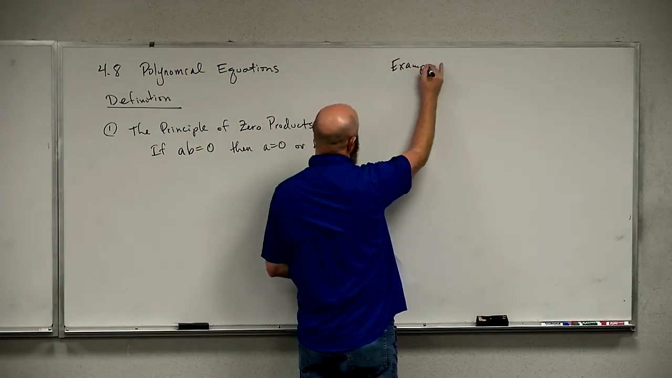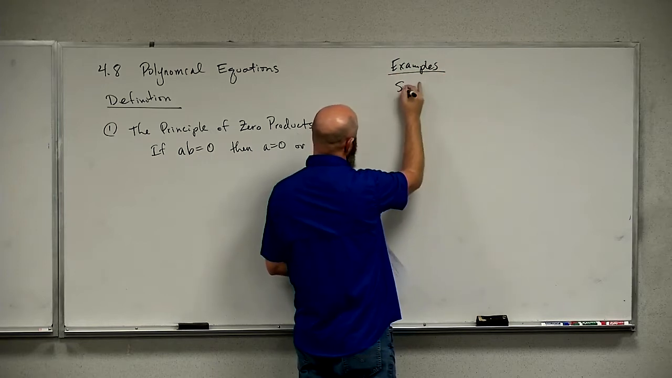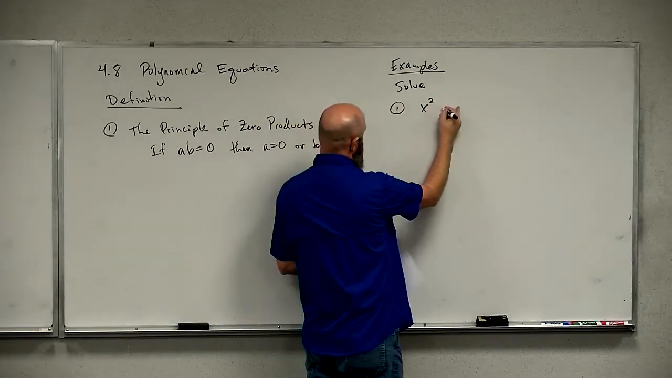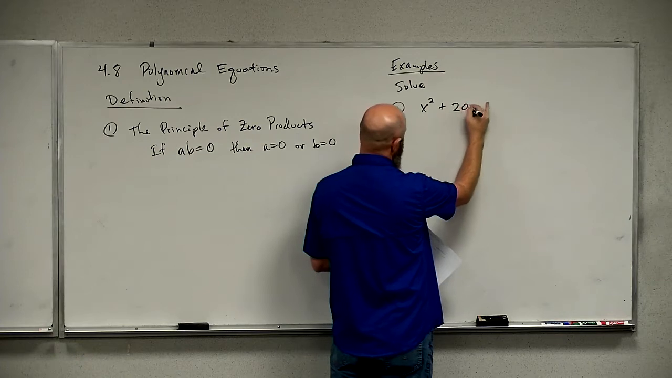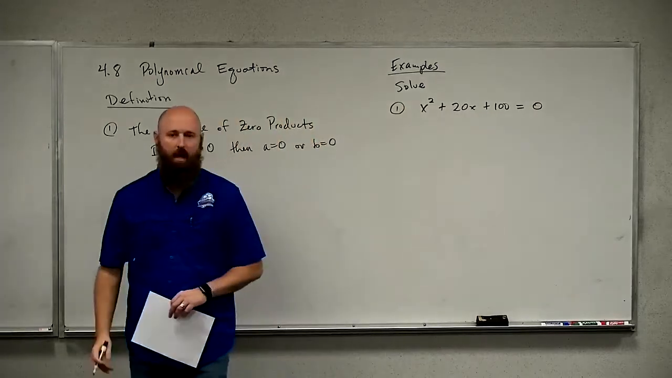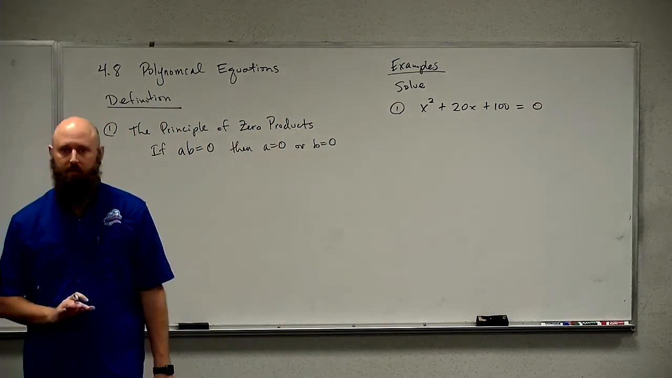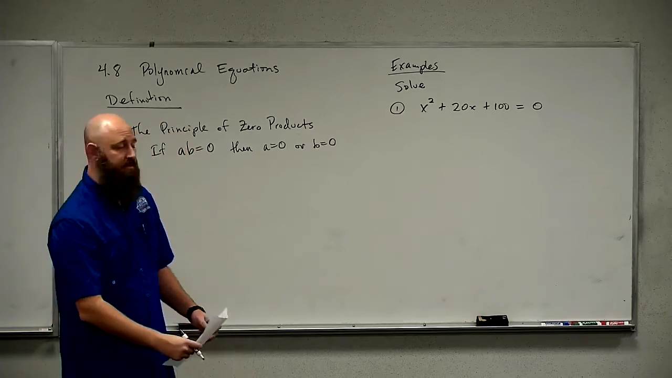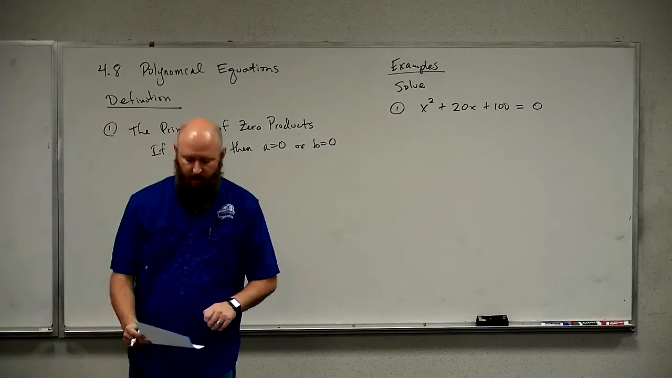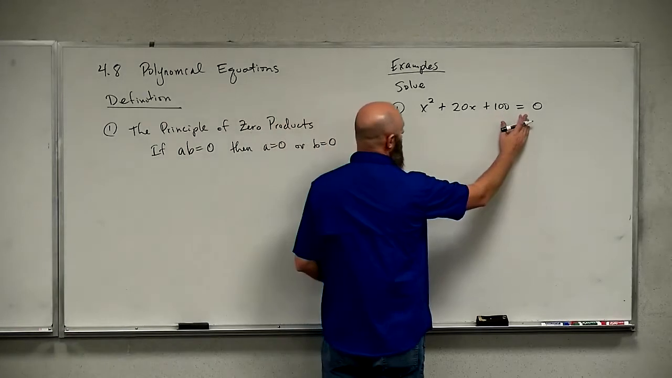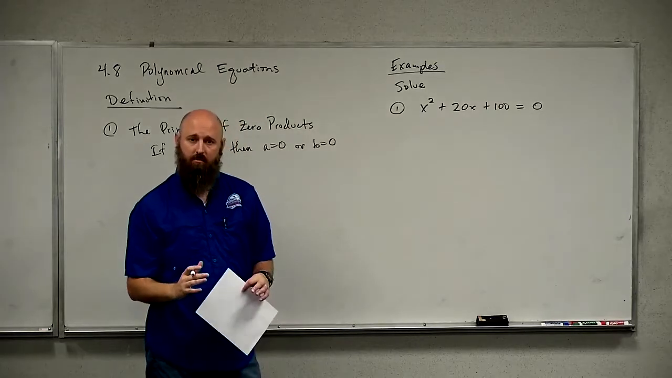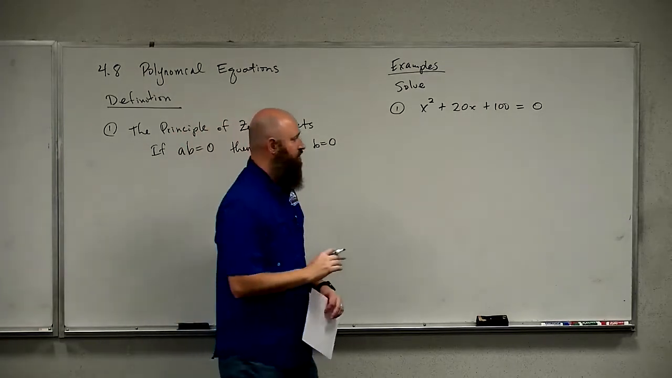All right, so let's look at our examples. We want to solve. Our first one is x squared plus 20x plus 100 equals 0. When we're solving these, the first thing we need to make sure of is that it equals 0, because the principle says equals 0, and we're going to utilize that. Since this equals 0, I want to factor this piece. By factoring, I'm creating multiplication, something times something else.